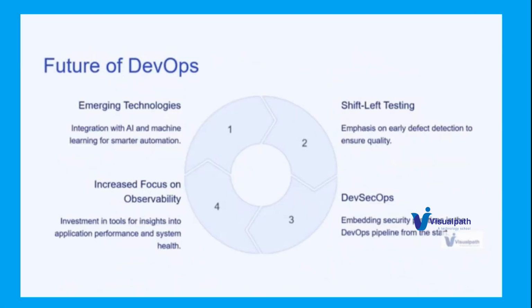Okay, so the future of DevOps, as I have already told you, includes emerging technologies and shift-left testing, with an emphasis on early defect detection to ensure quality. For example, with the memory example, we can detect the issue earlier and fix it before the application goes down. Then there is increased focus on observability. Observability is a very big concept in DevOps that we will discuss during our live class. It means investment in tools for insight into application performance and system health.